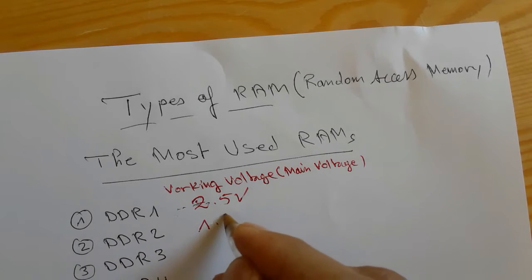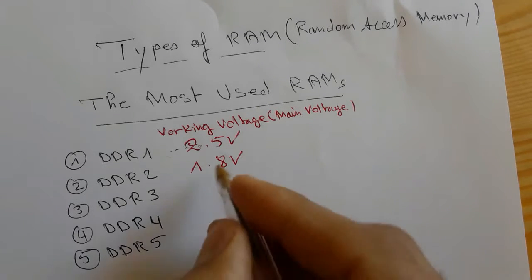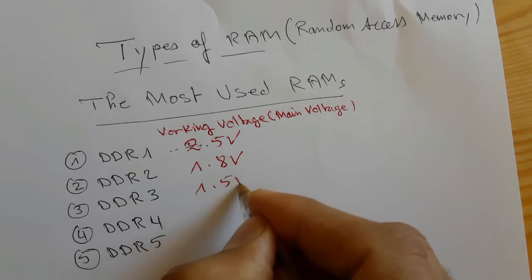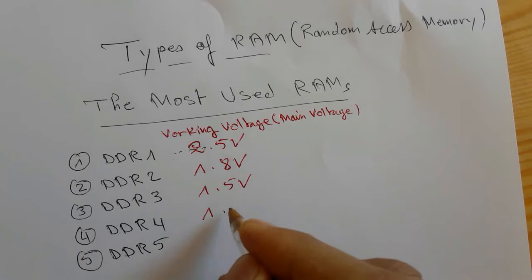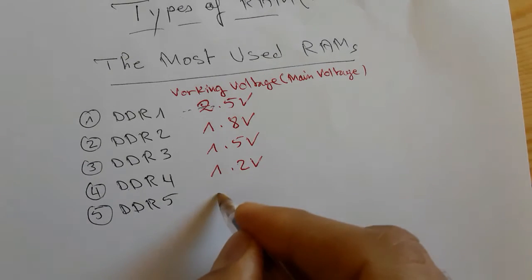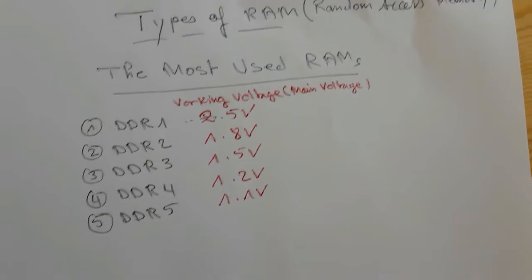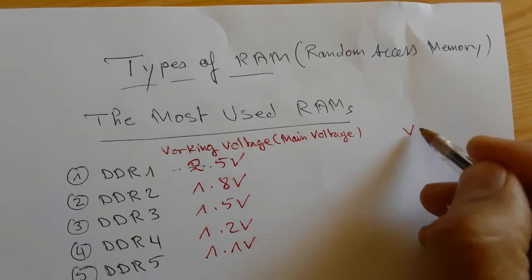So for DDR1 we have 2.5 volts, DDR2 1.8 volts, for DDR3 we have 1.5 volts, for DDR4 we have 1.2 volt, and for DDR5 1.1 volt. Okay, so these are the main voltages for these kinds of RAMs.